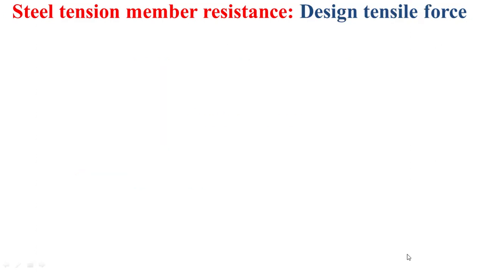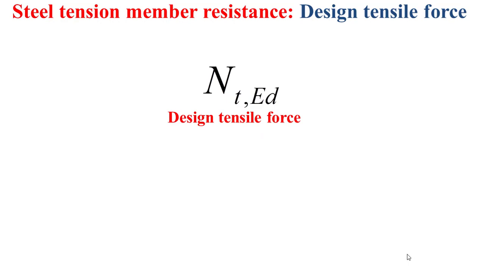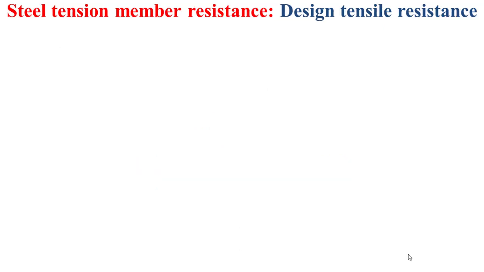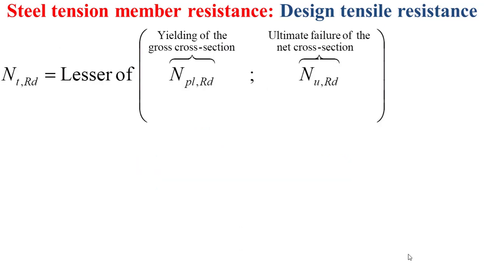For the design tensile force N_t,Ed, it can be simply seen as the maximum normal force applied on the tension member, while the design tensile resistance N_t,Rd is obtained as the lesser of N_pl,Rd and N_u,Rd. N_pl,Rd characterizes the yielding of the gross cross-section, and N_u,Rd characterizes the ultimate failure of the net cross-section.